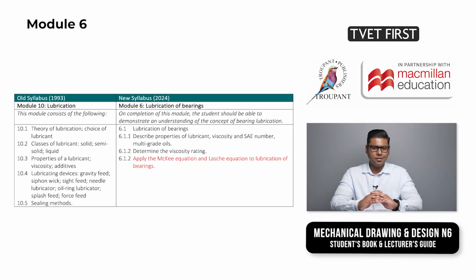Module 6, titled Lubrication of Bearings, replaces the previous Module 10 and introduces students to the fundamentals of bearing lubrication. Students will learn about lubricant properties, viscosity, SAE numbers, and multigrade oils. They will also determine viscosity ratings and apply the McKee and Lash equations to bearing lubrication.